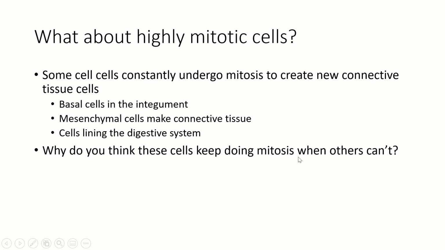So why would those cells keep doing mitosis when others can't? And if you're thinking, well, they must have less of those negative regulatory proteins. Yeah, that's exactly it. They have enough to do the checkpoint, but not enough of, for example, P21 to stay at that checkpoint. That's kind of cool, isn't it? Right? So they have just enough to make sure that the cell does the whole life cycle before doing mitosis, but not so much that the cell gets stuck in G1.